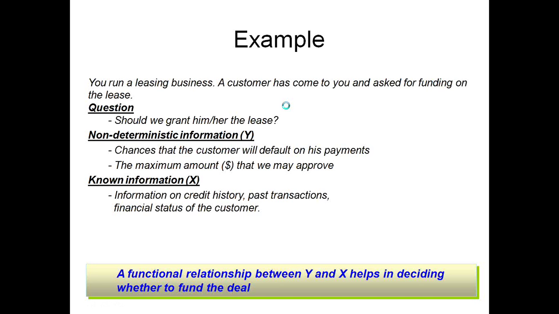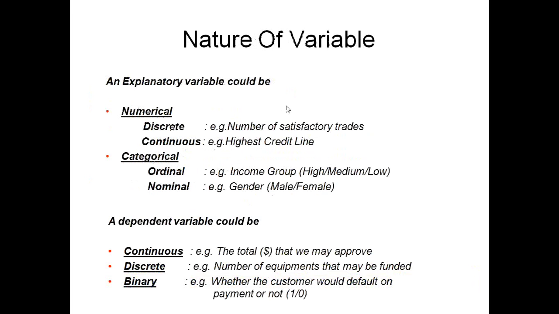Nature of variable. An explanatory variable could be numerical or categorical. If it's numerical, there could be discrete and continuous variables, like number of satisfactory trades, highest credit lines. In categorical, we can have ordinal and nominal variables, like income group, gender. And a dependent variable could be continuous, discrete, and binary. In continuous, that is the total amount that we may approve for funding.